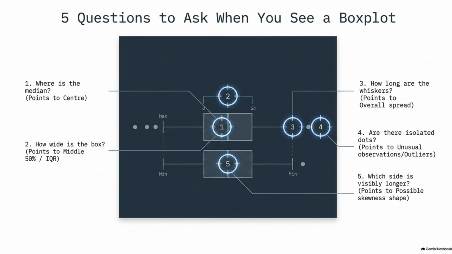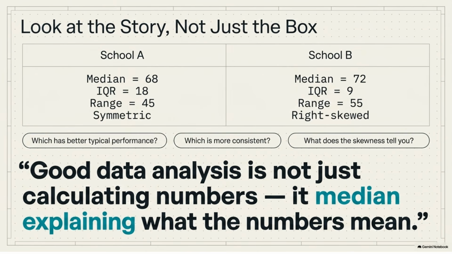Okay, so overall, there are 5 questions to ask when you see a box plot. Number 1, where is the median? The median points to the center. Number 2, how wide is the box? Your IQR. Number 3, how long are the whiskers? They point to the overall spread. Number 4, are there isolated dots? Number 5, which side is visibly longer? It decides the skewness of the data.